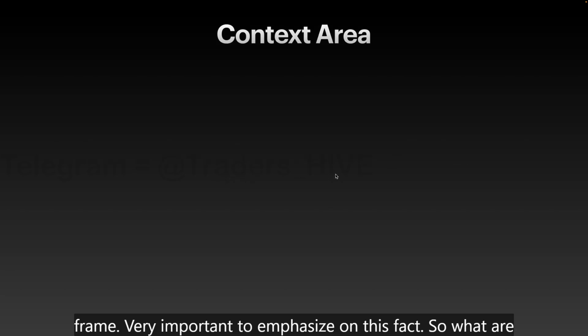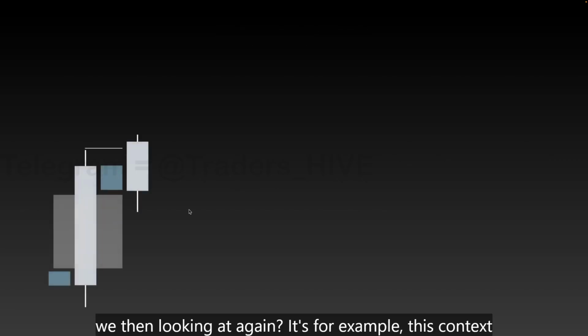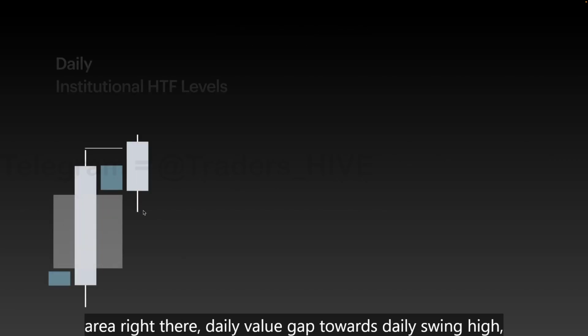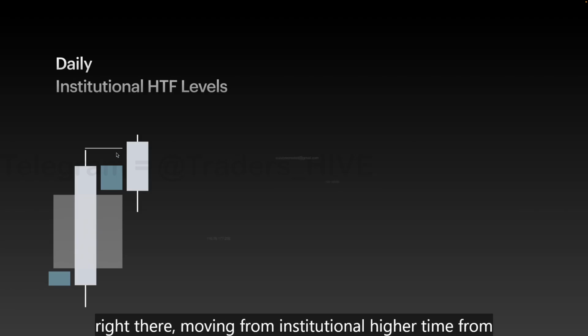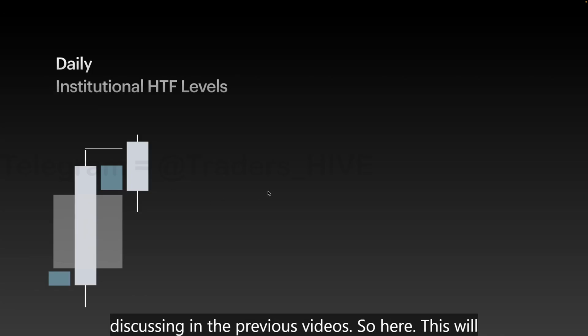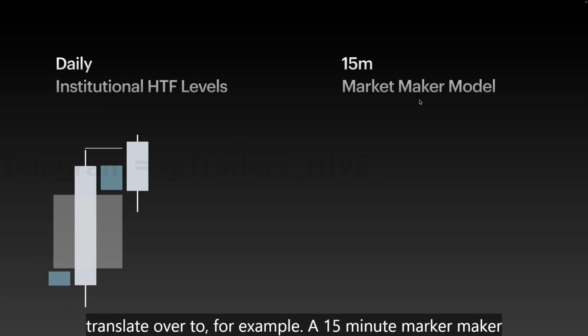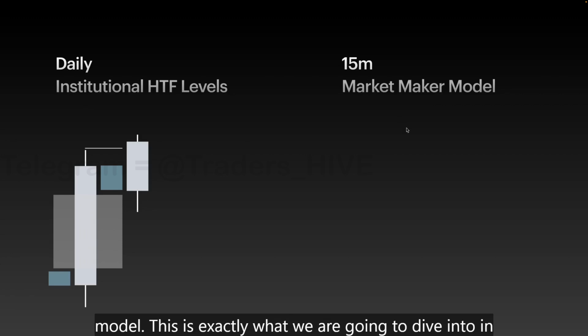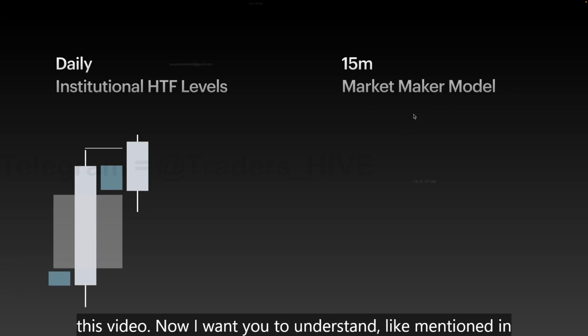So what are we then looking at? Again, it's, for example, this context area right there, a daily fair value gap towards a daily swing high, moving from institutional higher time frame levels to institutional higher time frame levels, like we've been discussing in the previous videos. Here, this will translate over to, for example, a 15-minute market maker model. This is exactly what we are going to dive into in this video.